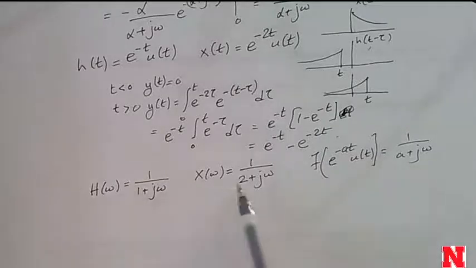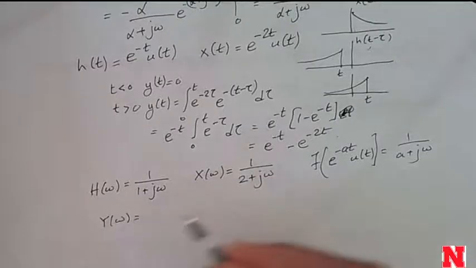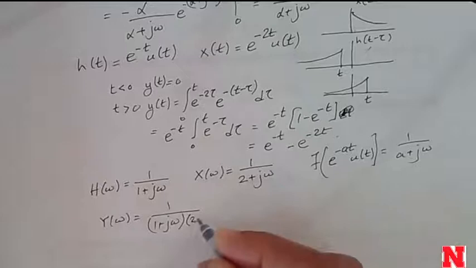Okay, so that's H of omega, that's X of omega, and Y of omega I can write as a product of the two. So it's this times this. So that's 1 over 1 plus j omega times 2 plus j omega.